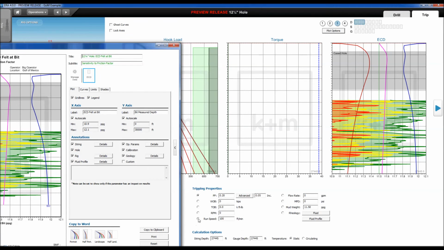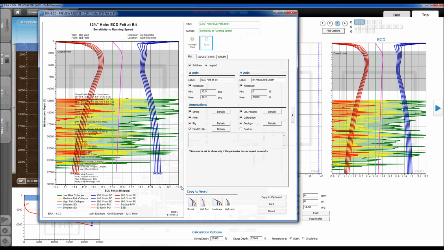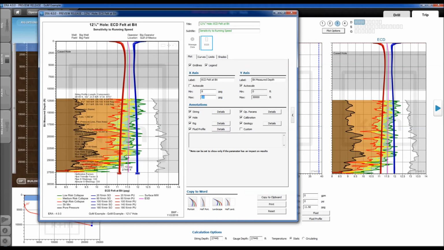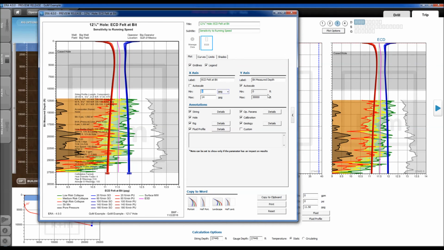Let me just change this to run speed, sensitivity to run speed. What you're looking at is surge in blue and swab in red. And I've got my surface mud weight in green and my equivalent static density in pink. So pink represents equivalent static density. And as you can see, the mud weight that I'm using and the ESD that results is in the collapse territory. I've got green, yellow, and red. Change my scale here a little bit so we can see this more easily. I am operating with a mud weight that is in the collapse zone. There we go. Should be able to see that a little easier.